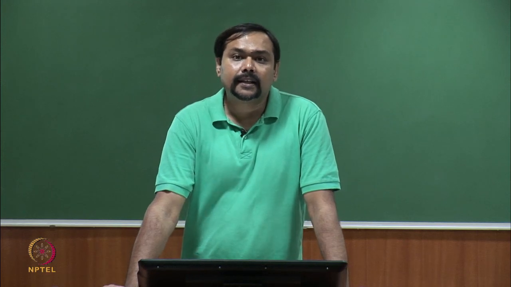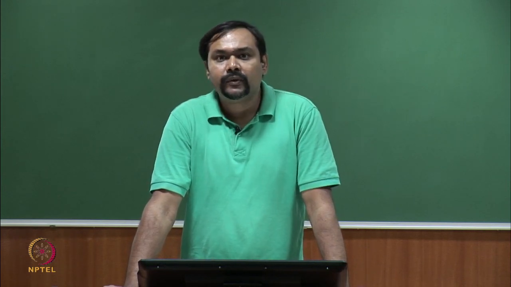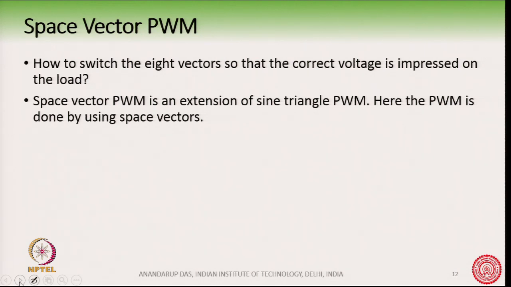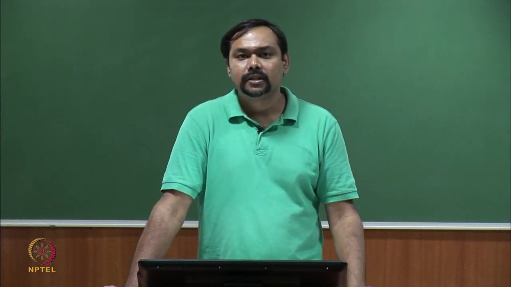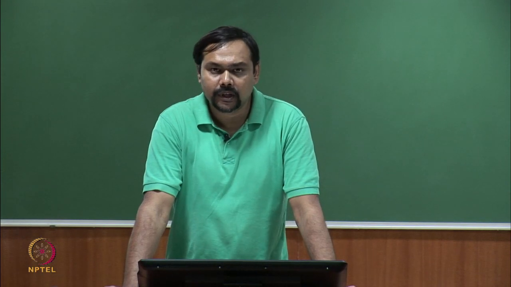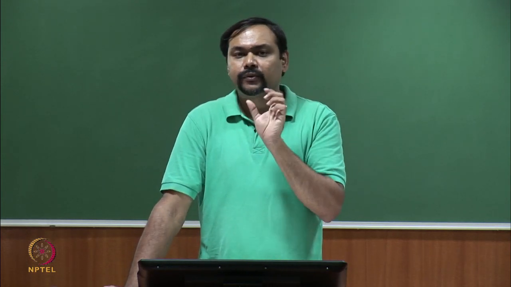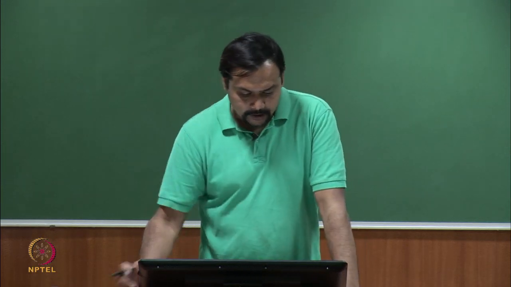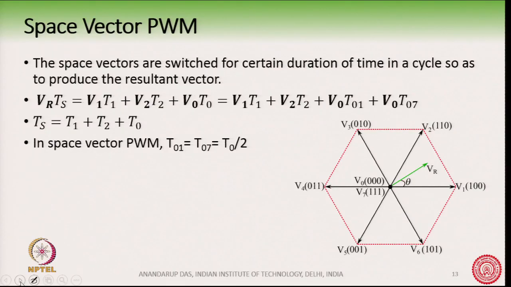Later, you will understand that the space vector PWM is nothing but an extension of the sine triangle PWM, which we have already studied earlier. This technique of switching the 8 space vectors in such a way that the resultant voltage or current is realized is called the space vector PWM. It is a switching strategy by which we can appropriately switch the vectors for certain time durations, to produce the resultant vector in a cycle.